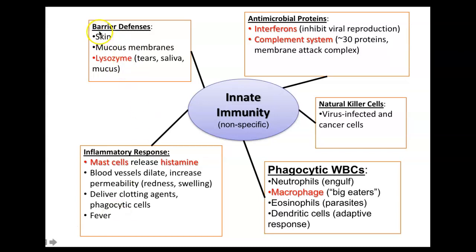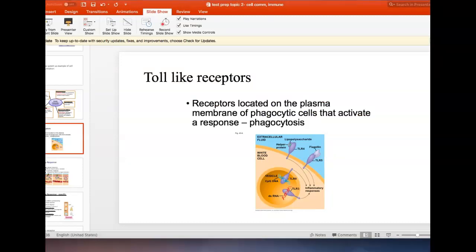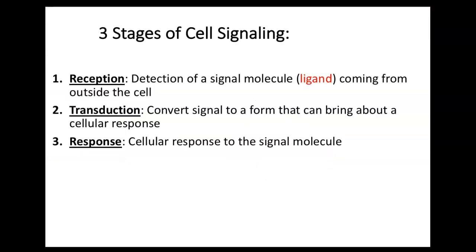And then I didn't mention barrier defenses. Your skin, your mucous membranes, and then enzymes in your tears and saliva and mucus are going to be involved in innate immunity. And sorry, my presentation got a little bit messed up here.